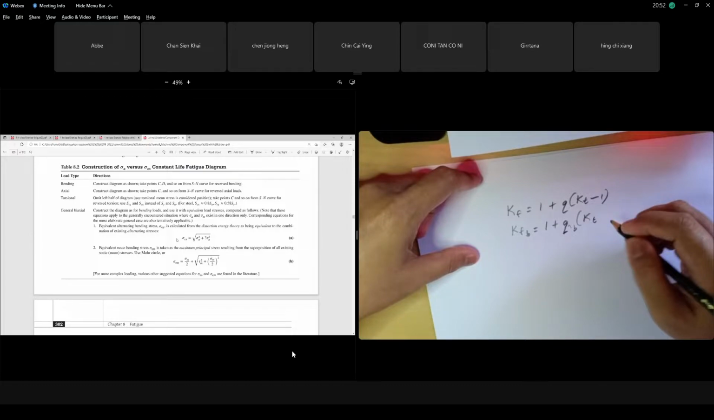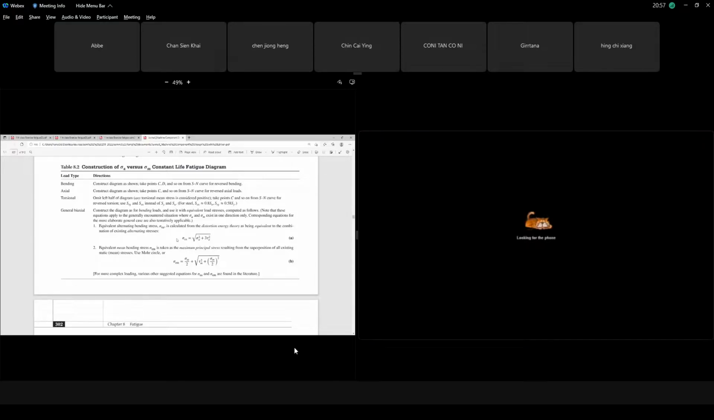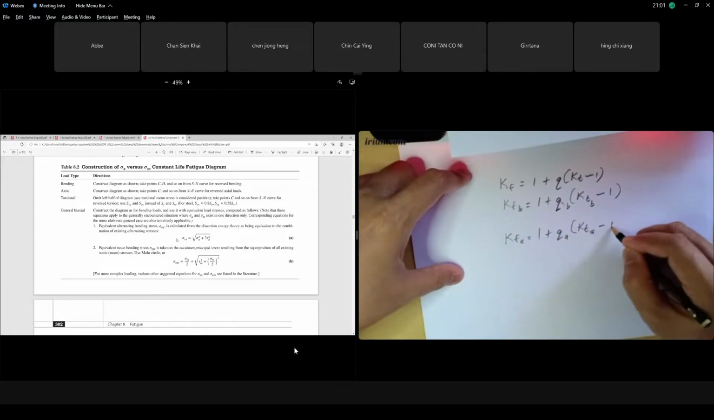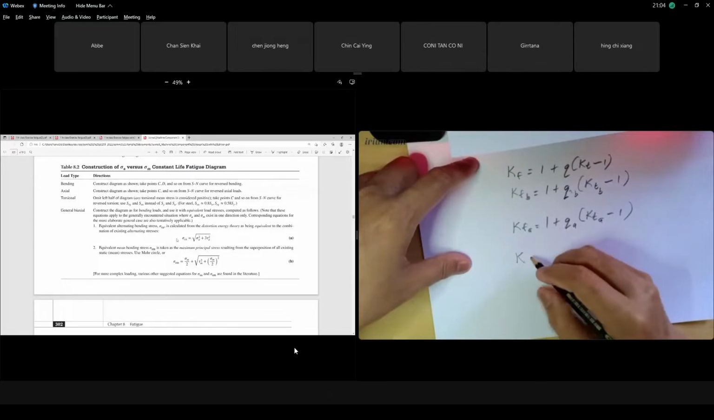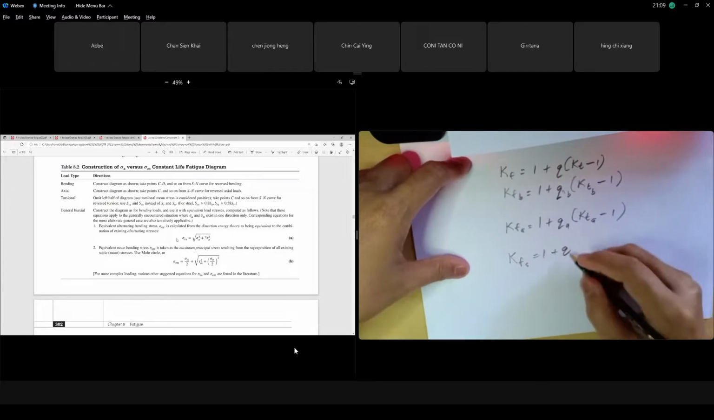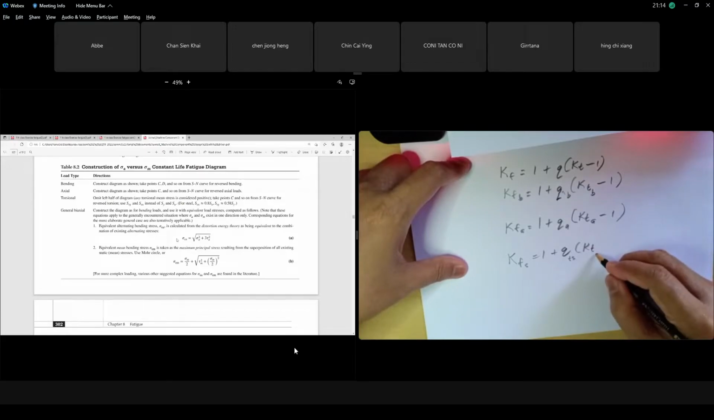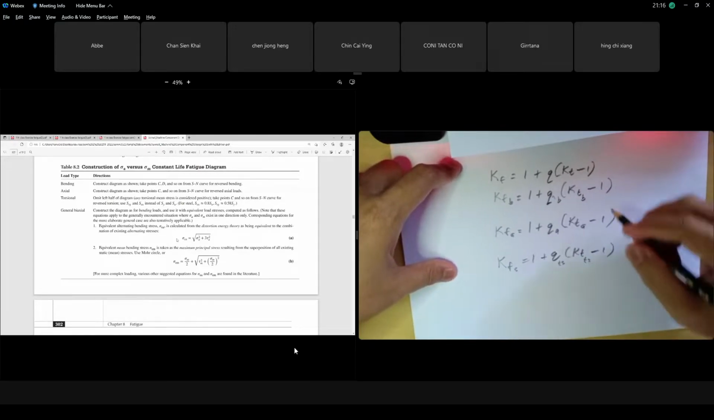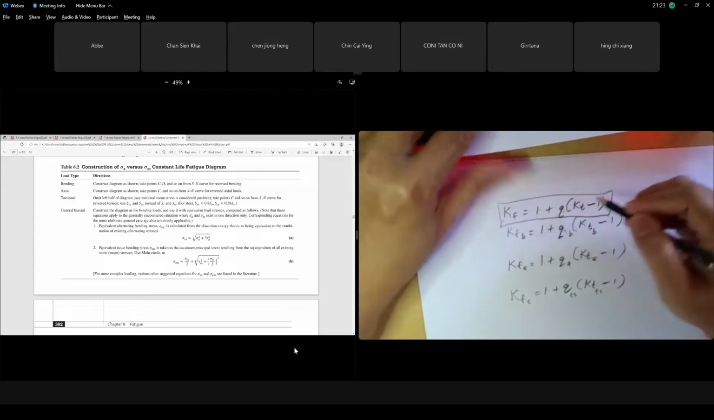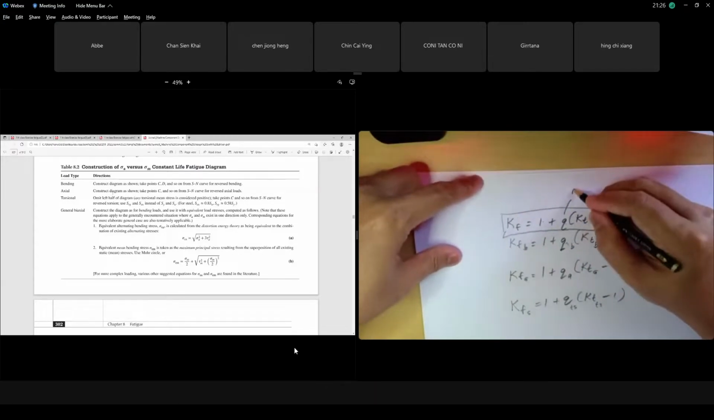If your case is axial, Kf axial equals 1 plus q based on axial, times Kt based on axial, minus 1. If your case is torsion, Kf torsion equals 1 plus q based on torsion times Kt based on torsion minus 1. So the basic equation for your fatigue stress concentration factor is 1 plus q times Kt minus 1. What is q? q is your notch sensitivity.